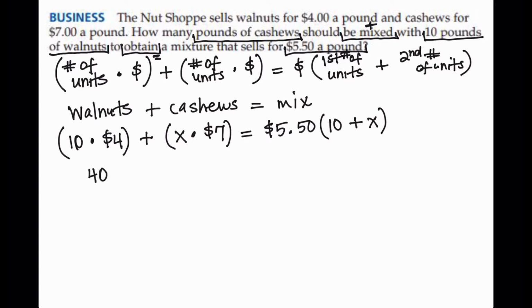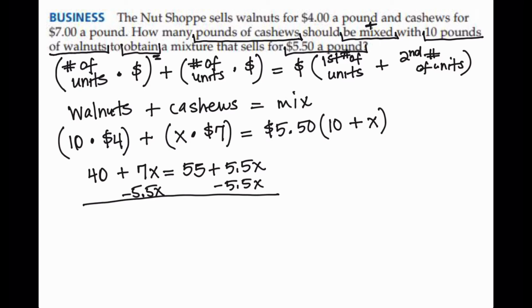So this is going to be $40 plus 7x is equal to 5.50, and let me just go ahead and distribute. You get 55 plus 5.5x. So now at this point, we're just solving our equation. So let's subtract the 5.5x from both sides. You get 40 plus 1.5x is equal to 55.